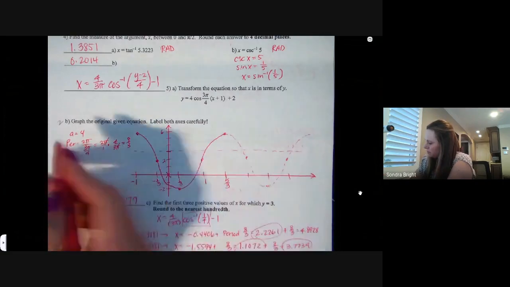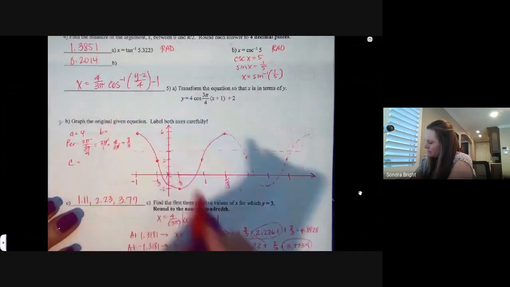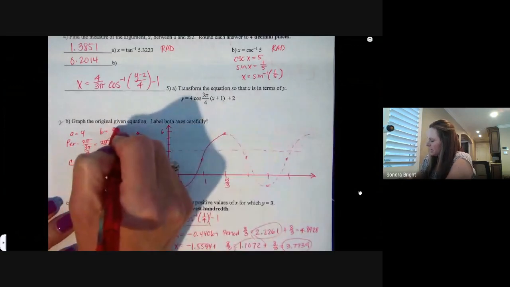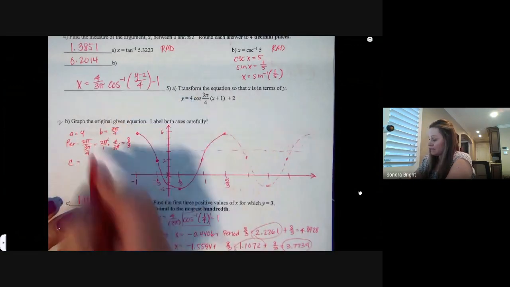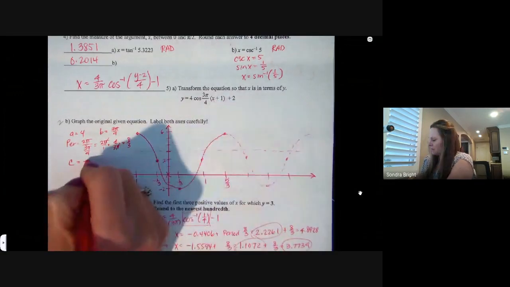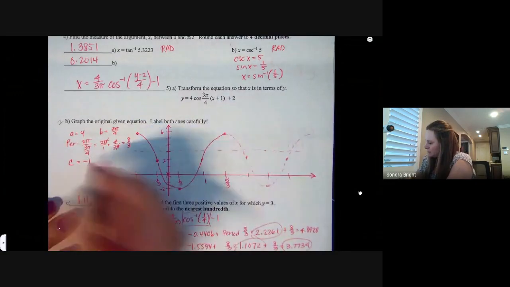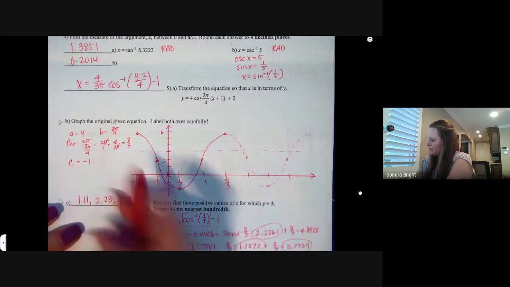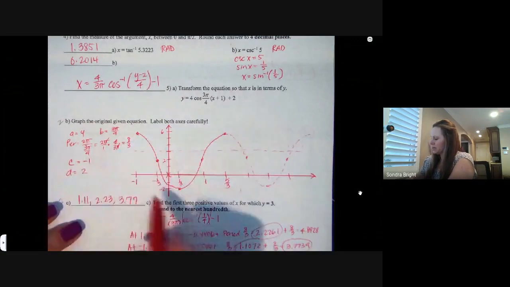B was 3π/4, and then that's how I found the period. C is the -1 since it's x plus 1. So that's where the -1, there's the start of my period. And then D was +2. So I shifted everything up 2 units. So that's my new middle.